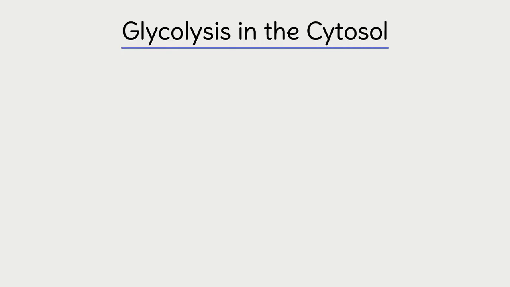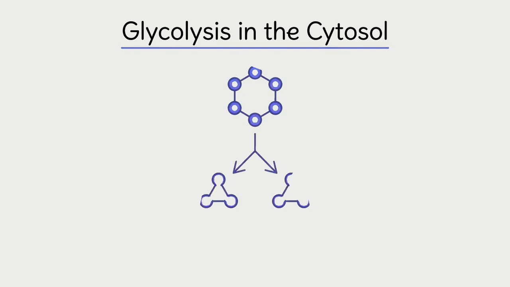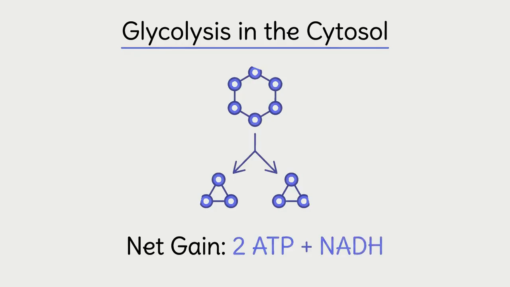Let's follow glucose. The first stage is glycolysis, which happens in the cytosol. Glycolysis splits one 6-carbon glucose molecule into two 3-carbon molecules called pyruvate. This step does not require oxygen. The cell spends 2 ATP at the start, then makes 4 ATP later for a net gain of 2 ATP. Glycolysis also produces NADH, which carries high-energy electrons.